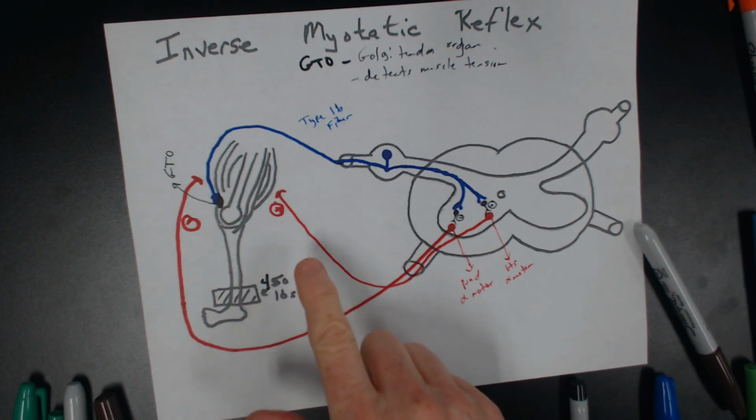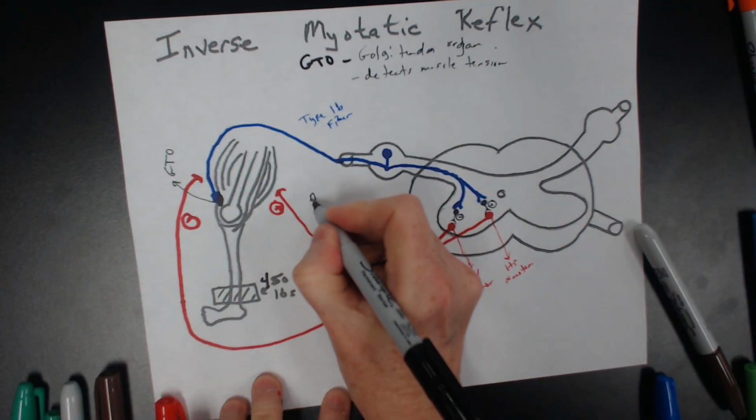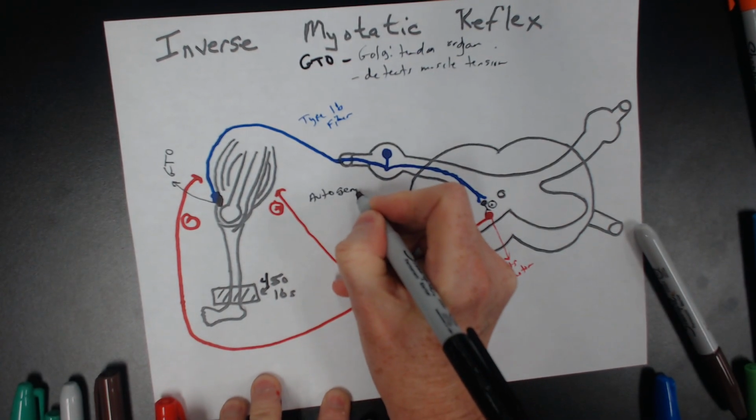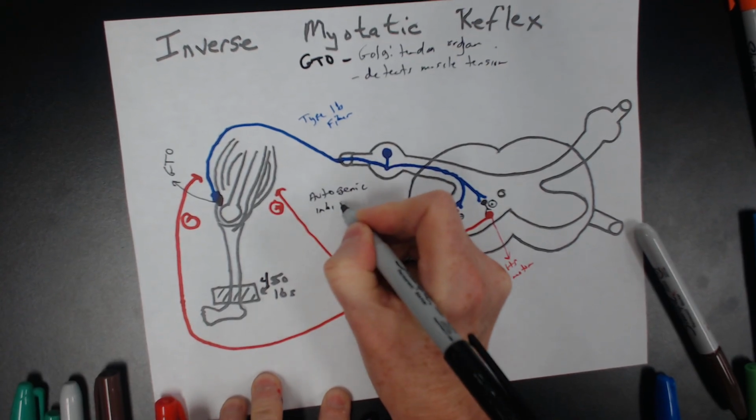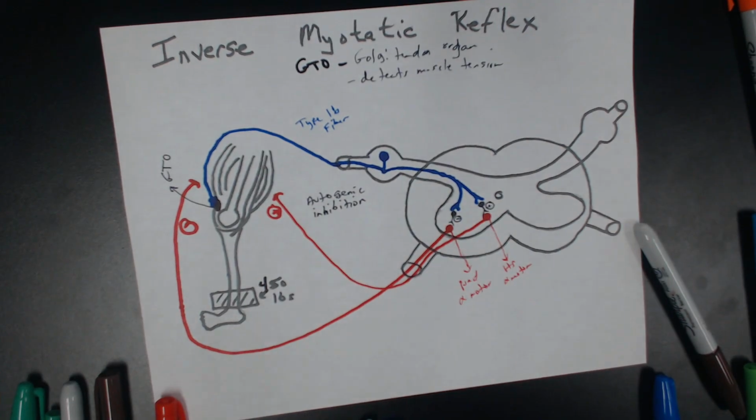And the name for the other one is reciprocal inhibition. This process is known as autogenic, A-U-T-O-G-E-N-I-C, inhibition. Autogenic means self-inhibition. So that agonist is going to be inhibited. Does that make sense? Okay, last one. Yay.